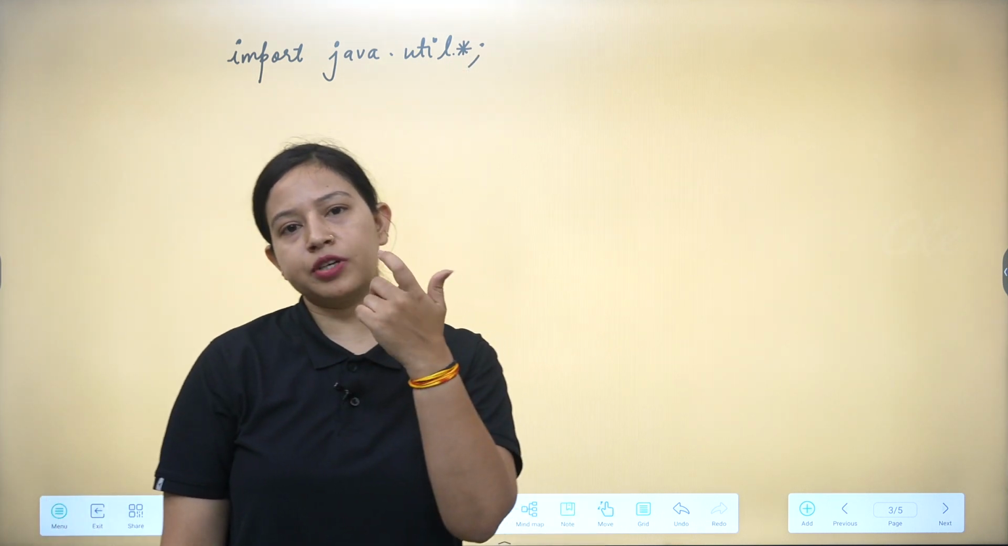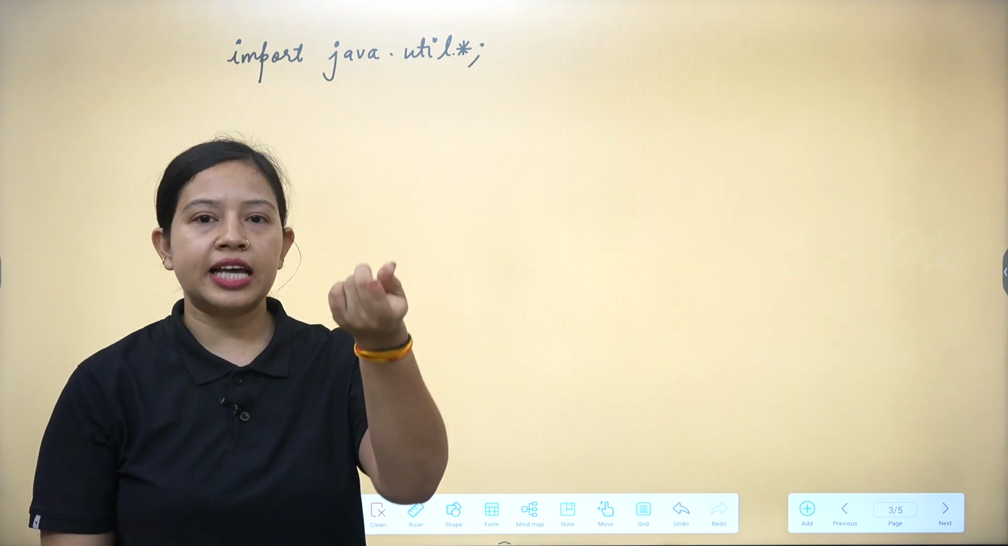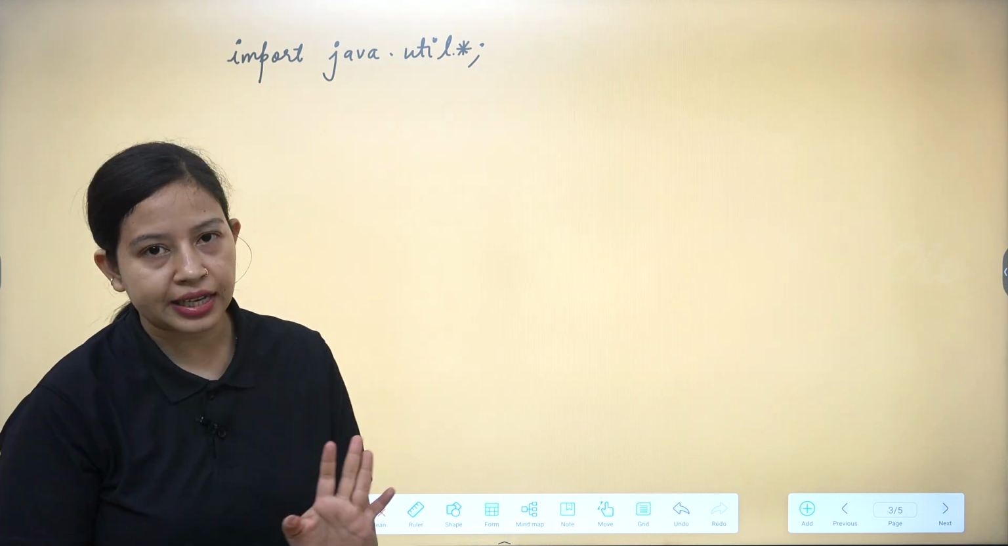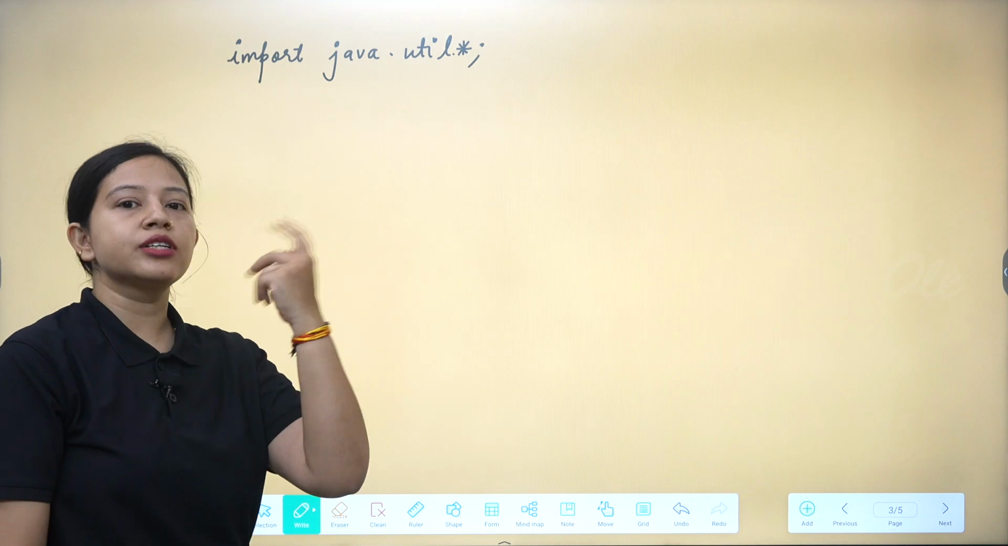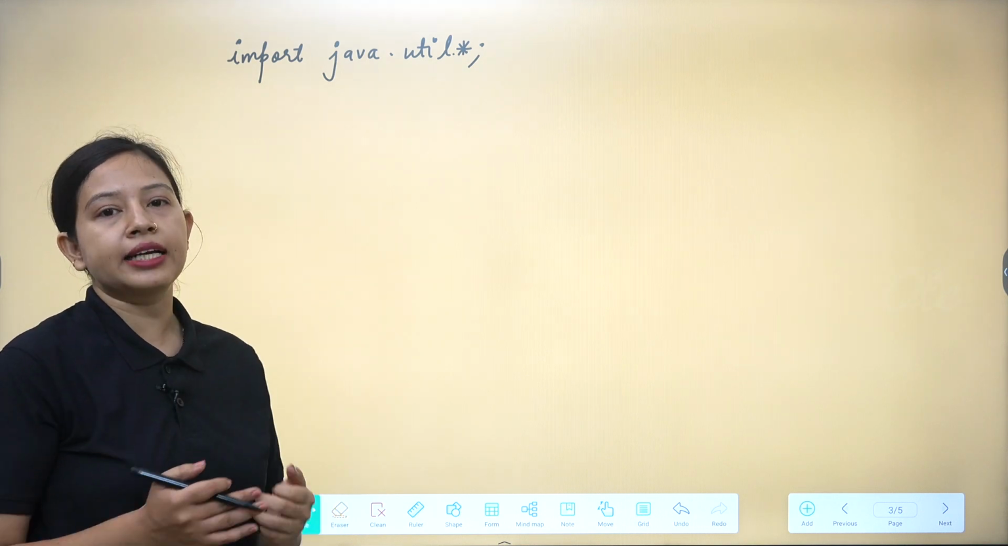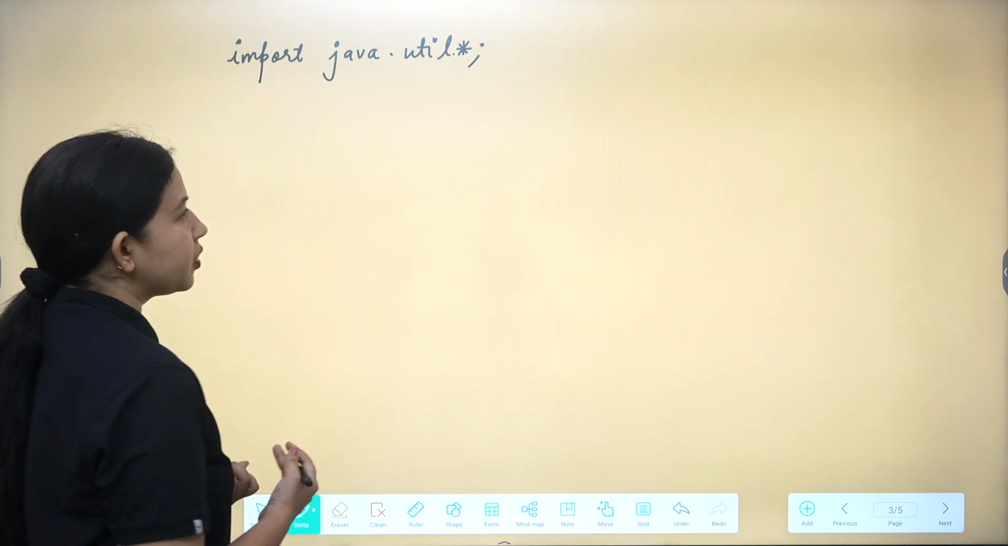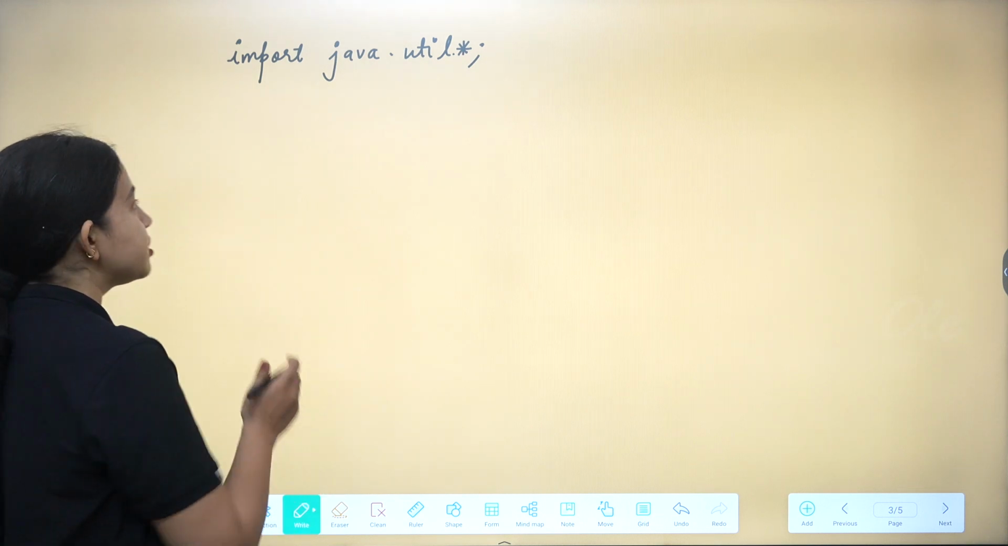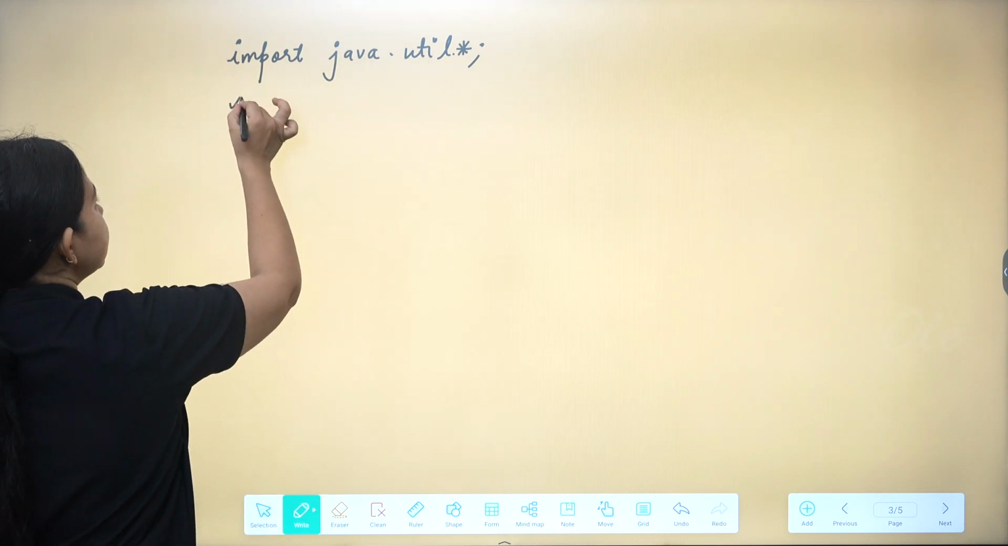They said, ma'am, can we use util.Scanner also over here? That is completely fine. I am using the asterisk. That is going to import all the classes in the util package, including the Scanner class and its methods. Alright, followed by the class.